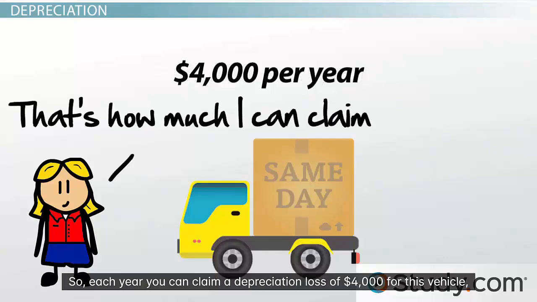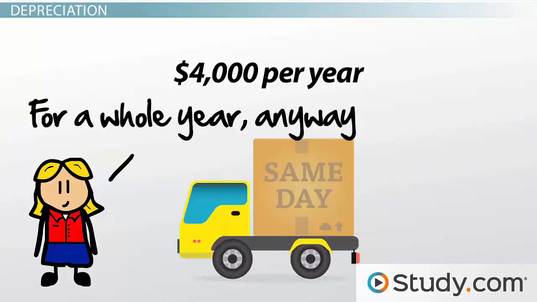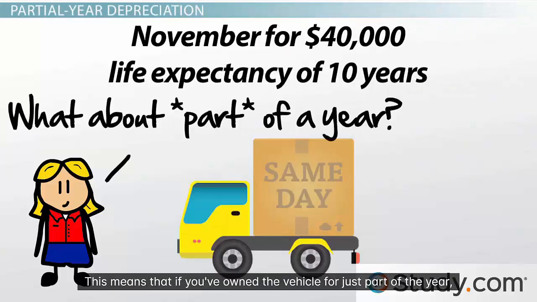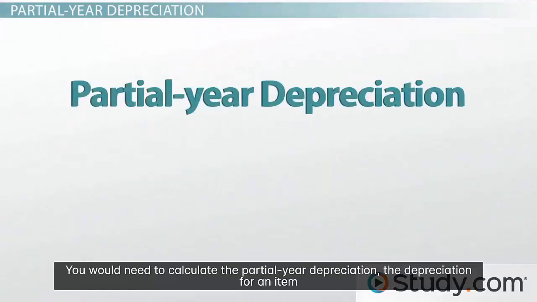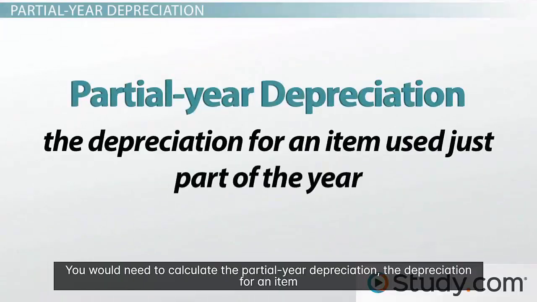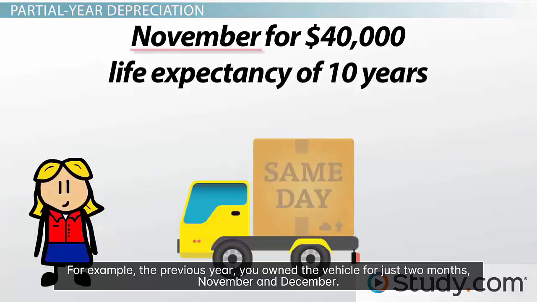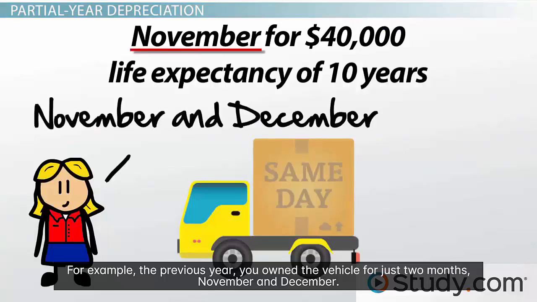So each year you can claim a depreciation loss of $4,000 for this vehicle if you've owned the vehicle for the whole year. This means that if you've owned the vehicle for just part of the year, then you can't claim the full $4,000 for the depreciation. You would need to calculate the partial year depreciation, the depreciation for an item used just part of the year. For example, the previous year you owned the vehicle for just 2 months, November and December.